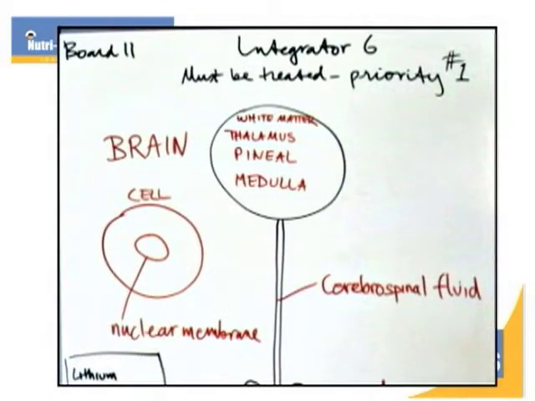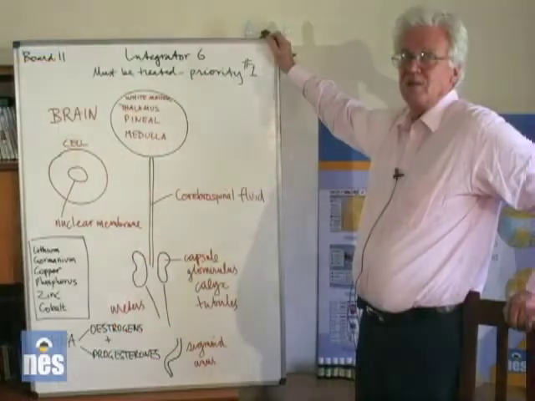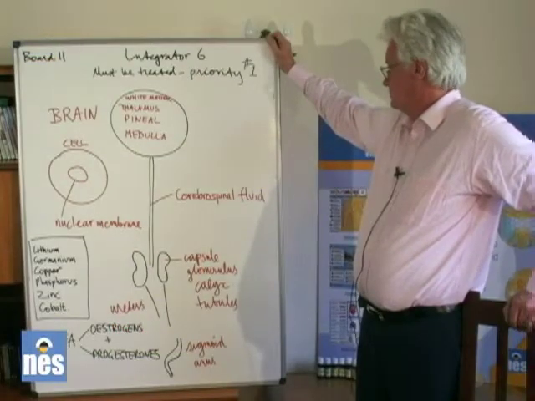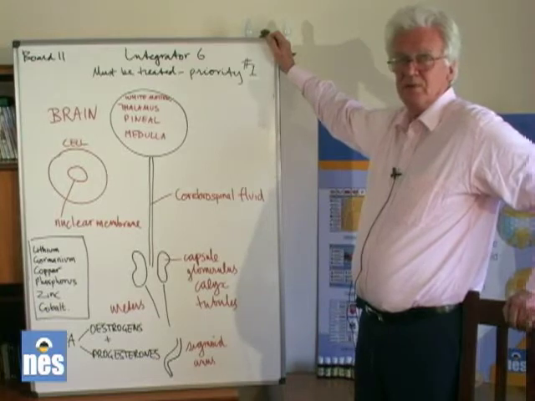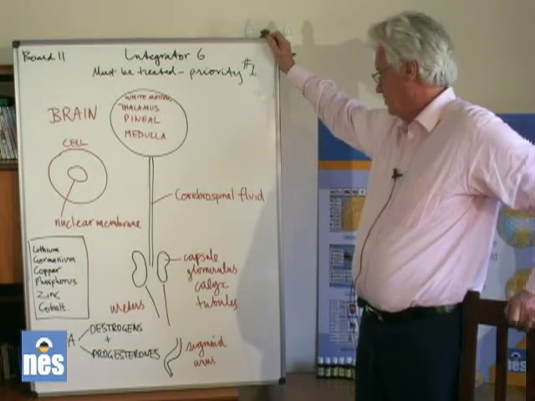We've got white matter generally, it goes right through the brain, right down the spine. Thalamus, pineal and medulla oblongata. There's quite a big emotional contact thing there. Cerebrospinal fluid, again, goes right through the cavities in the brain, right down the back.